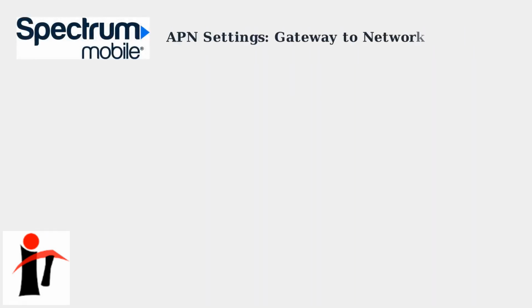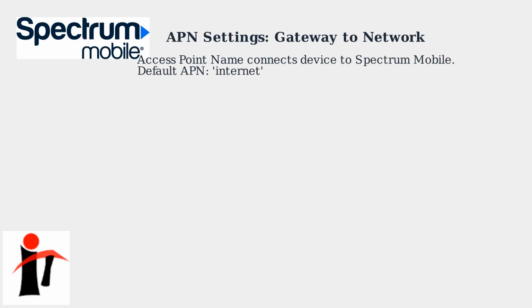The most common fix involves checking your APN settings, which is the gateway for your device to connect to Spectrum's network. For Spectrum Mobile, the default APN is Internet. On iPhones, resetting network settings often resolves the issue. Navigate to Settings, General, Transfer or Reset iPhone, Reset, then Reset Network Settings.